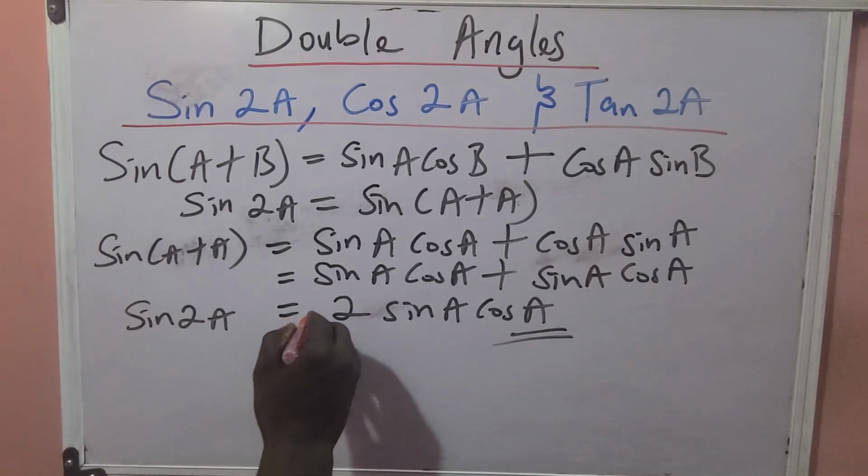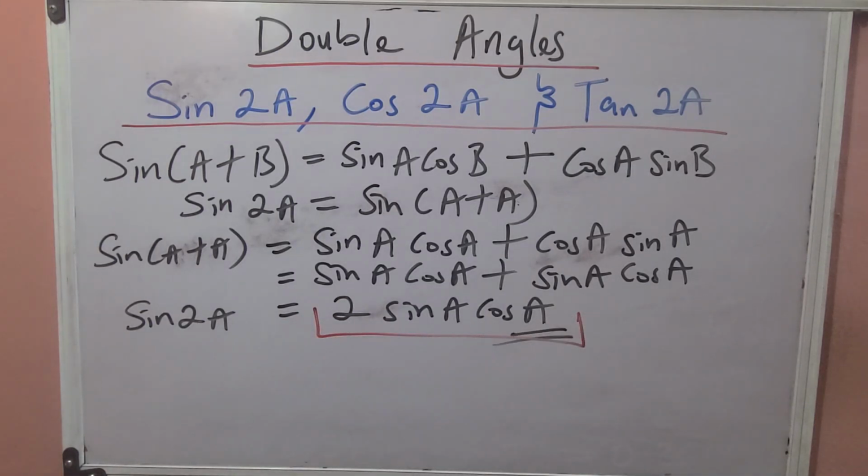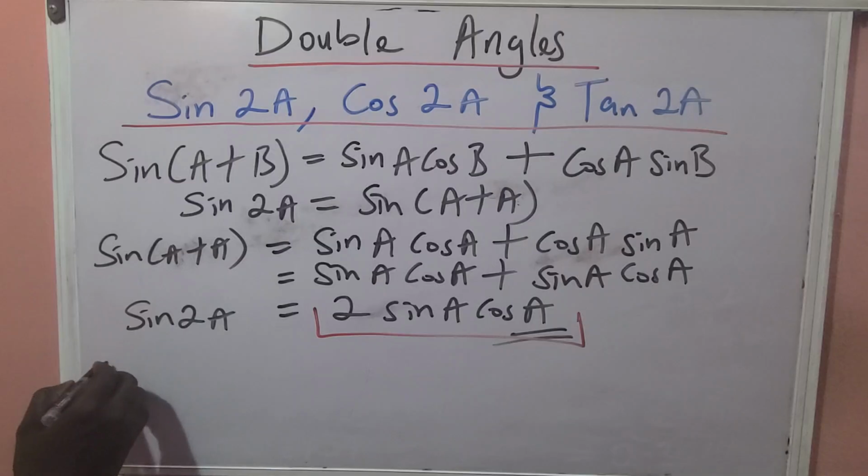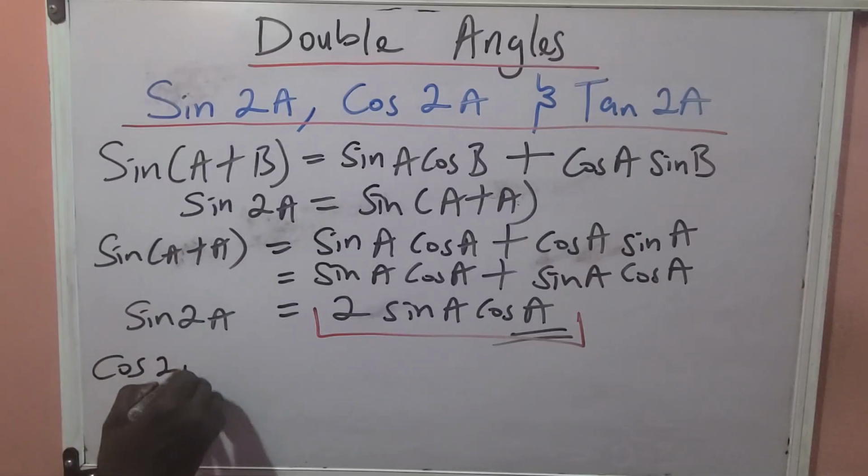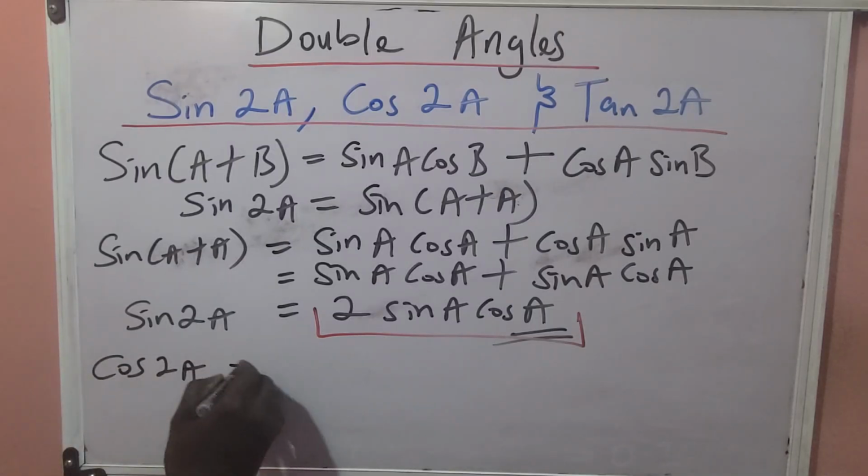So you need to note this down. This is one of our new identities under double angle. So let's go on to try and resolve for cos 2A. We've been able to find sine 2A. What if we were going to find cos 2A? What are we going to do?